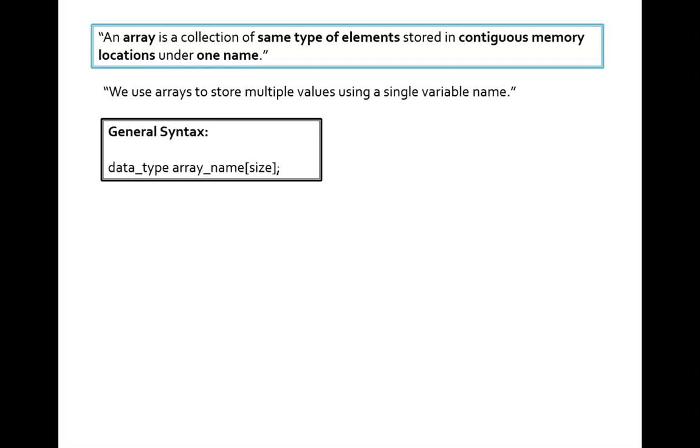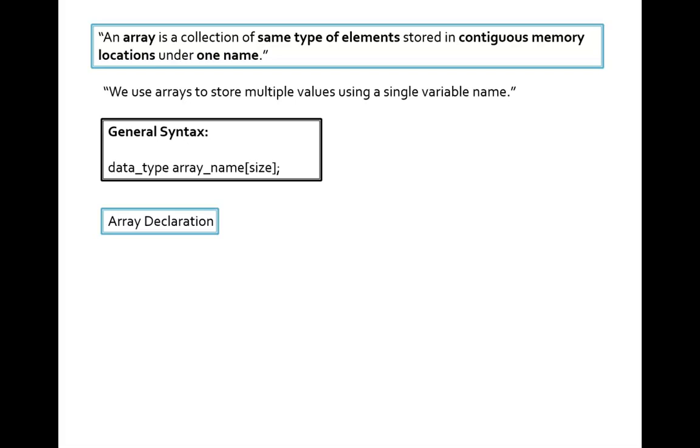So what could be the general syntax? A simple syntax like data type followed by the array name followed by the size of the array inside square brackets. At the end there is a semicolon. This is the general syntax.